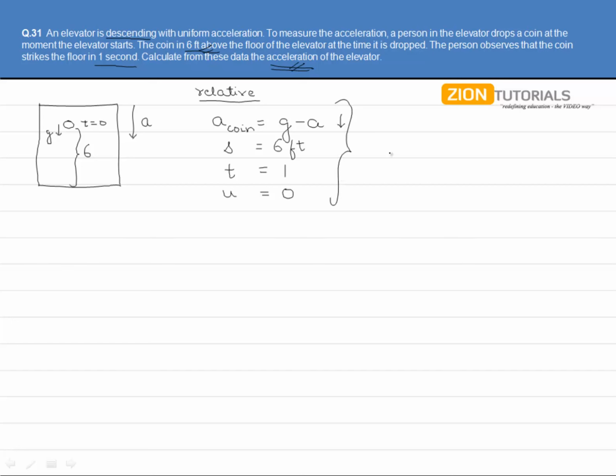So we can apply the second equation of motion, in which s equals ut plus half at squared. Putting the values over here, we get 6 equals 0 plus half times the acceleration (g minus a) into 1, giving us acceleration equals 20.34 feet per second squared.